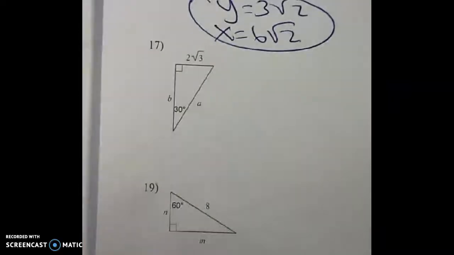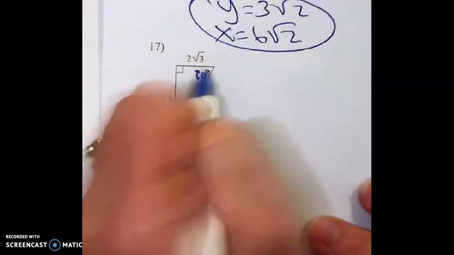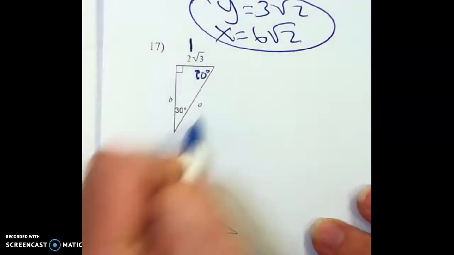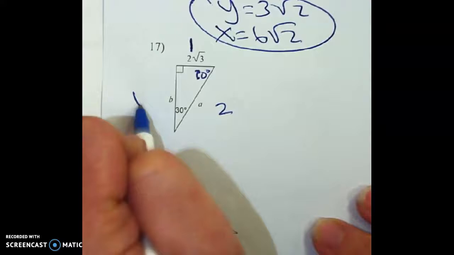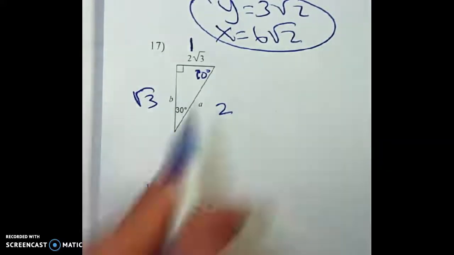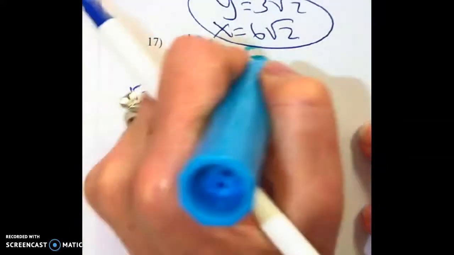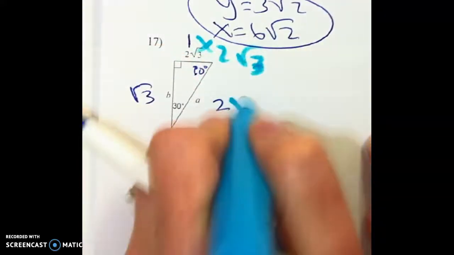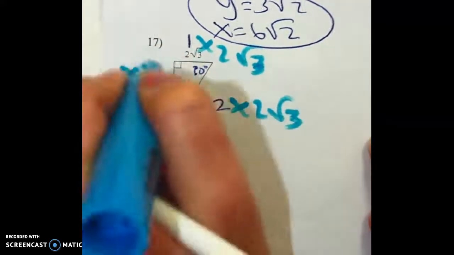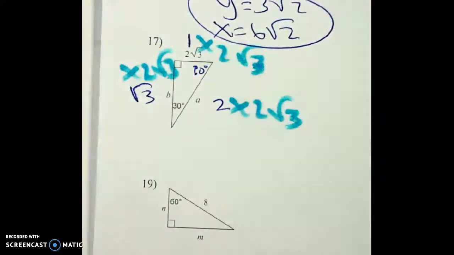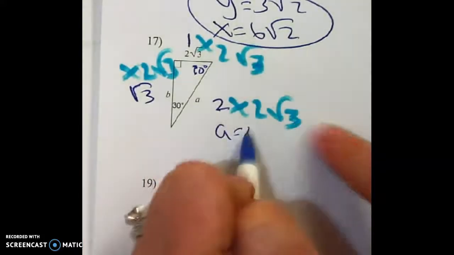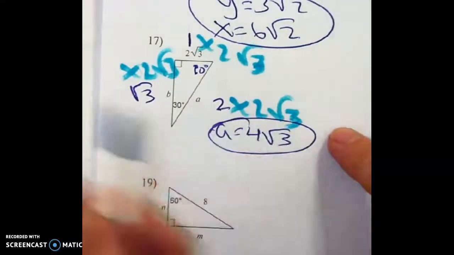All right, next one, 30, 60. What's across from a 30? 1. What's the long side? 2. What does that leave you? Rad 3. So this one's a little bit easier. So 1 times 2 rad 3 is 2 rad 3. So times 2 rad 3, times 2 rad 3. So let's do this. A is 4 rad 3.